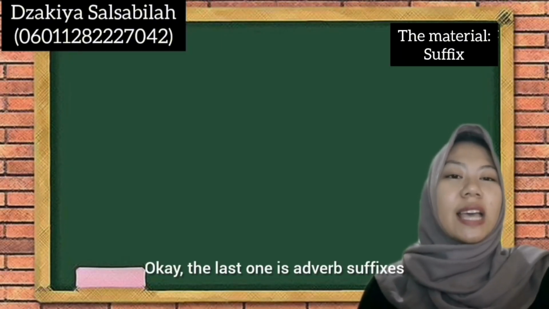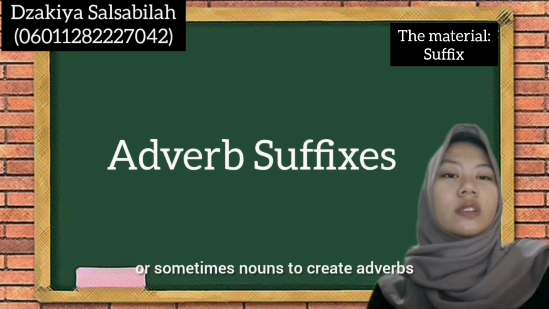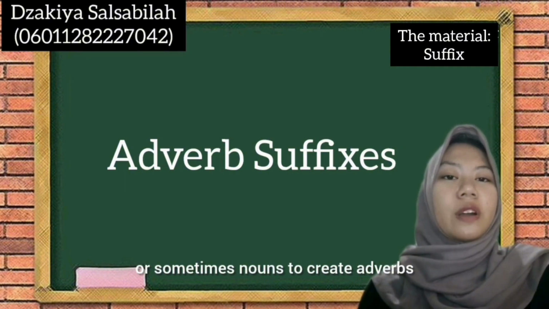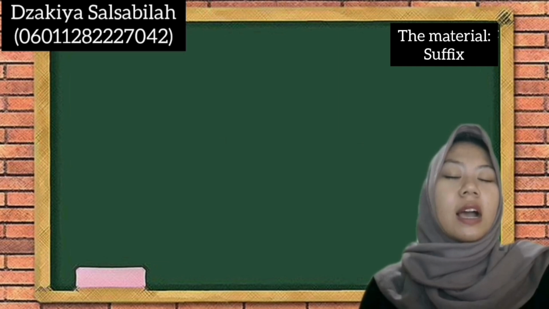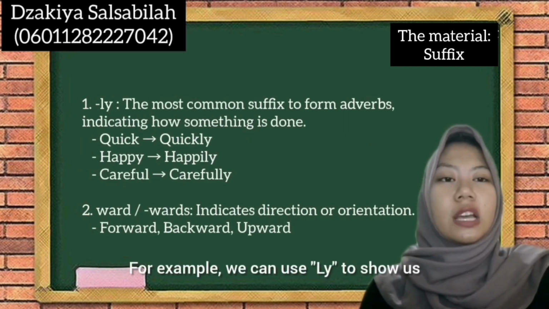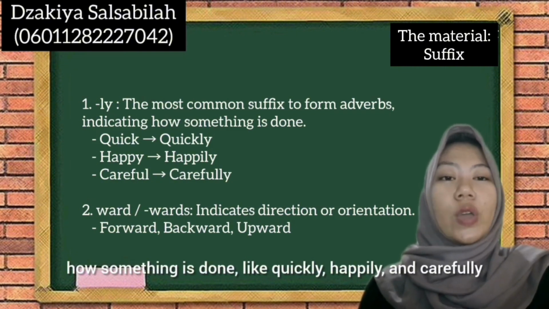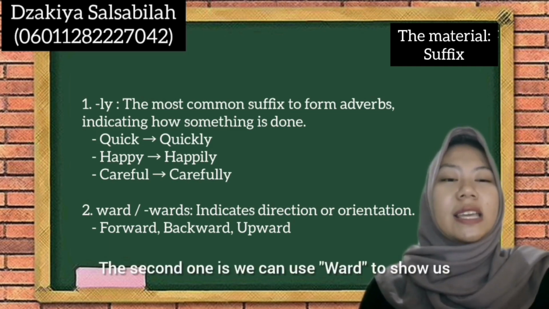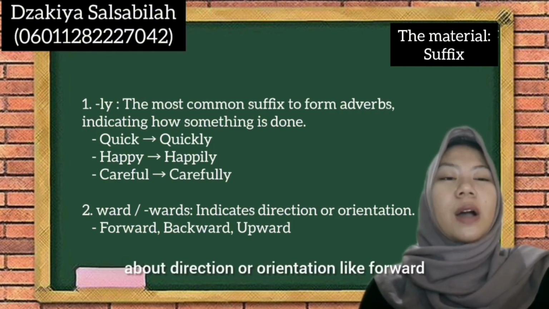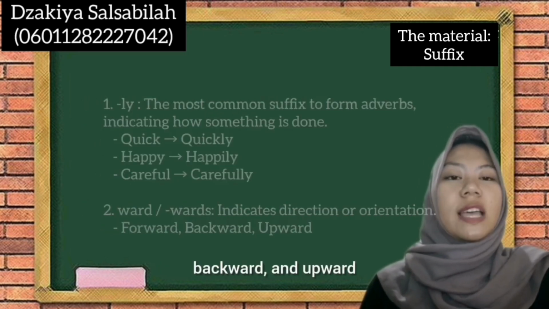Okay, the last one is adverb suffixes. Adverb suffixes are added to adjectives or sometimes nouns to create adverbs which modify verbs, adjectives, or adverbs. For example, we can use "-ly" to show how something is done, like quickly, happily, and carefully. The second one is we can use "-ward" to show direction or orientation, like forward, backward, and upward.